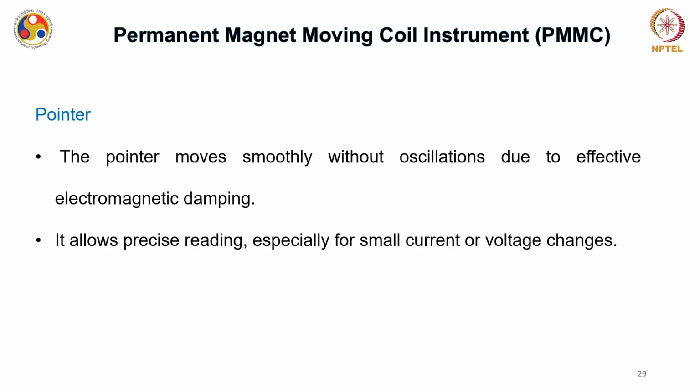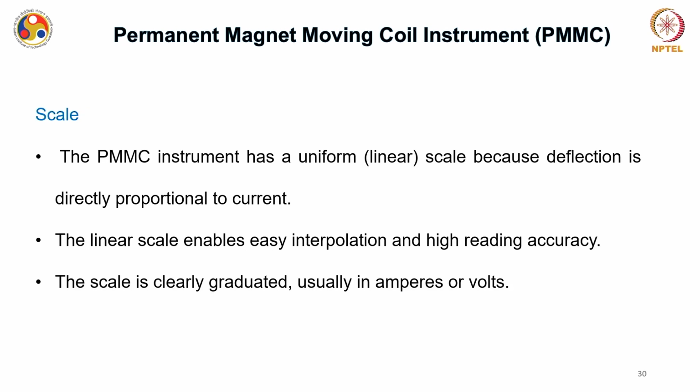Okay. The pointer moves smoothly without oscillation due to effective electromagnetic damping, which is provided by the former. Okay. It allows precise reading, especially for small current and small voltage changes. Okay. The scale of a PMMC instrument, as I have already mentioned, is linear or uniform because deflection is directly proportional to the current it is measuring.